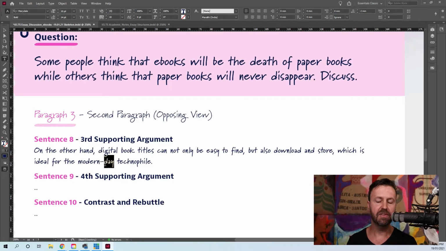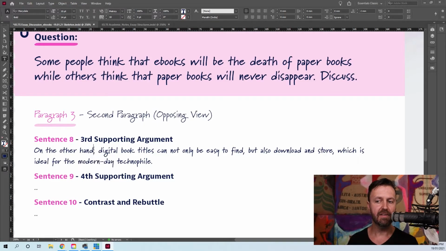The other thing that's interesting here is you'll notice that we've got two words. We've got modern and we've got day. And these two words are hyphenated because we've got two words that are actually making up one adjective. So if you have a technophile, it's a modern-day technophile. These two words are hyphenated because we've got two words forming one adjective.